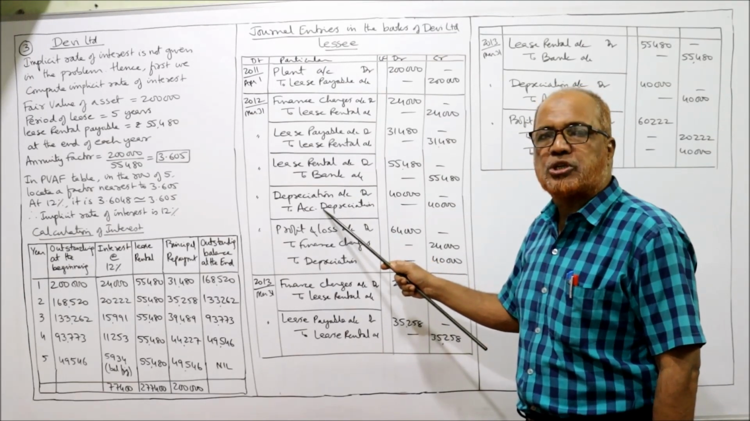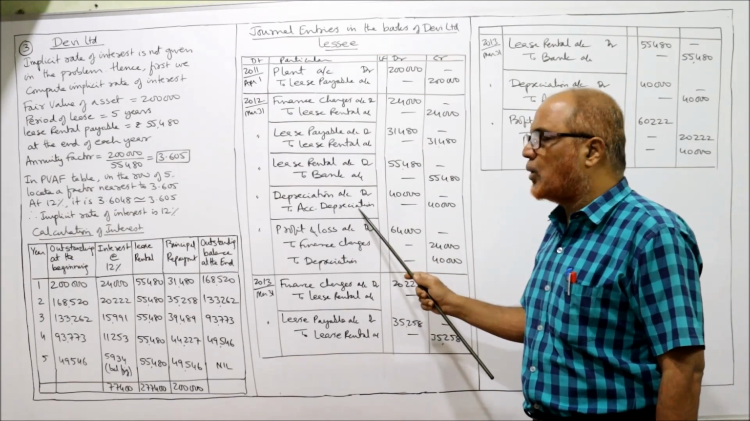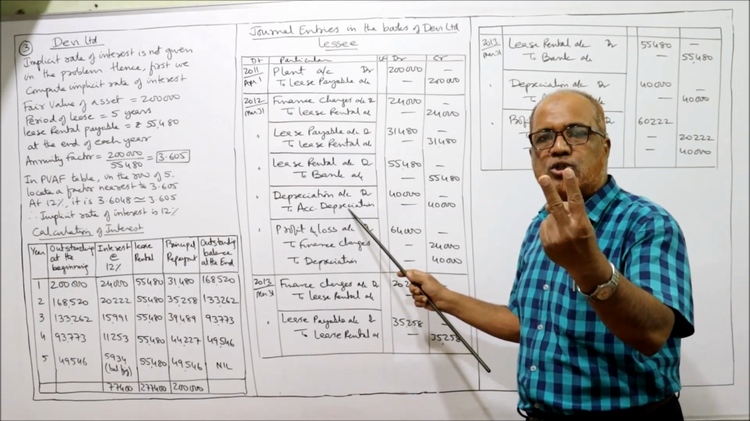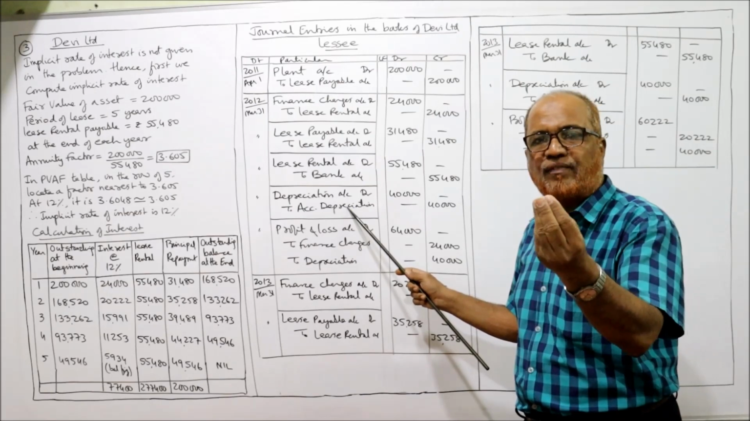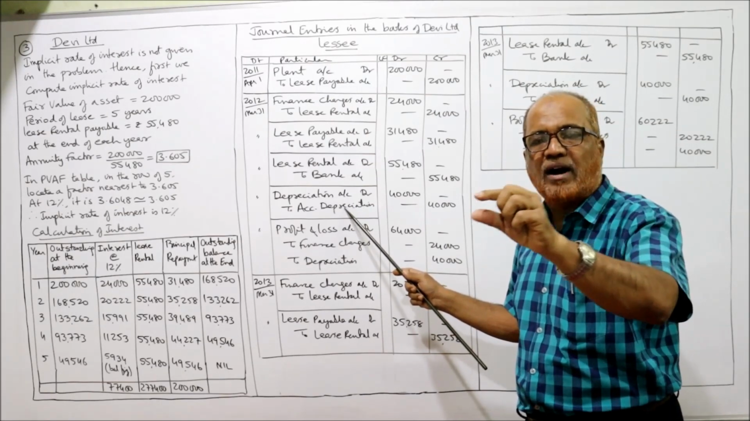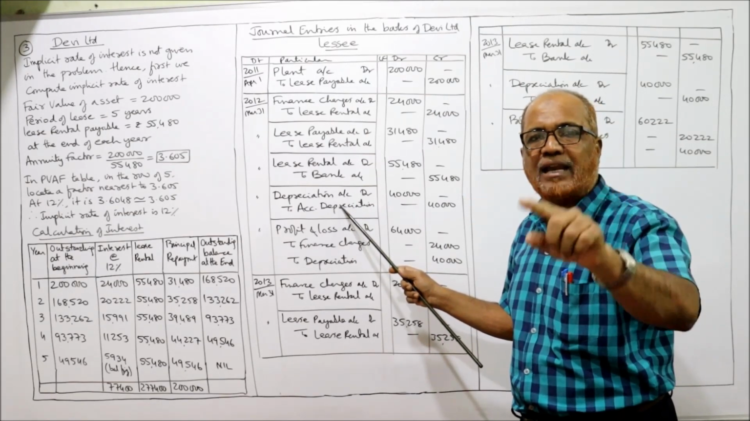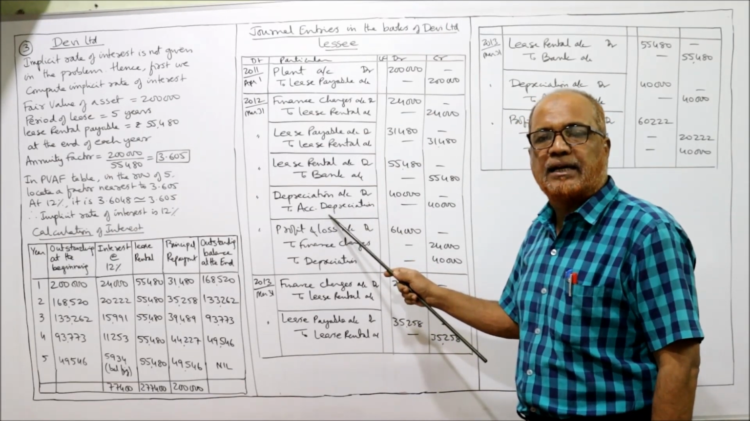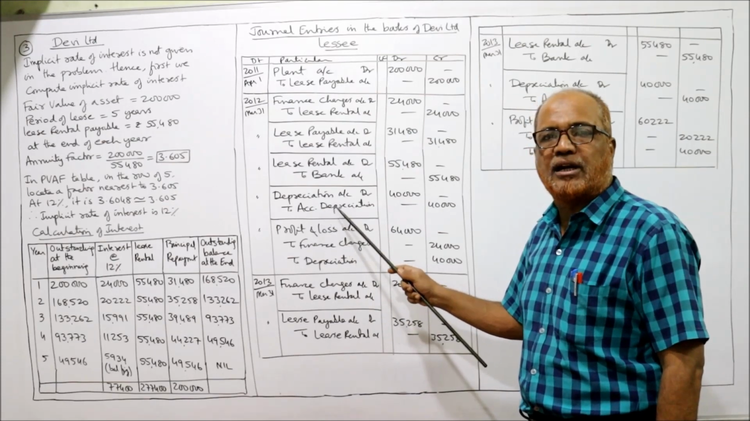Next entry, depreciation. Depreciation account debit to accumulated depreciation. Straight line method. What is the cost of the plant? 2 lakh. What is the life of the asset? 5 years. So 2 lakh divided by 5. So annual depreciation 40,000, being the depreciation provided. Depreciation account debit to accumulated depreciation.